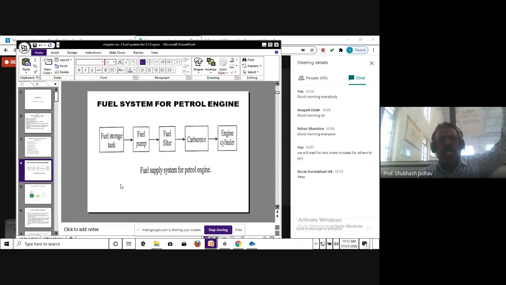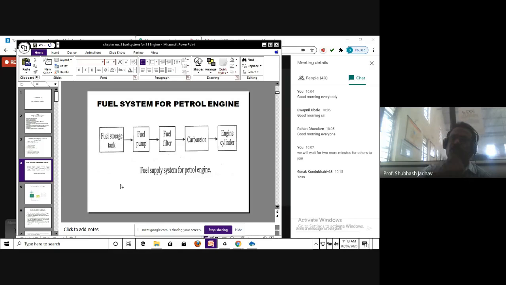If the tank is at a higher level and the engine is at a lower level, the fuel will always be going to the engine, which is not the requirement. When the engine is not in a working condition, we don't require any fuel to flow into it. Therefore, we put the tank at a lower location, and compared to that, the location of the engine will be higher.